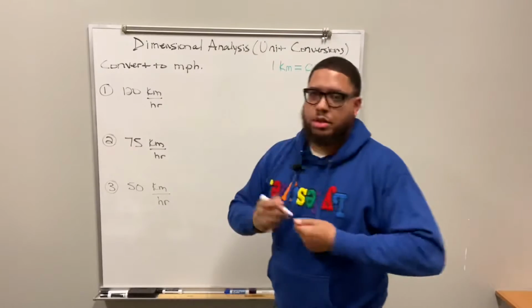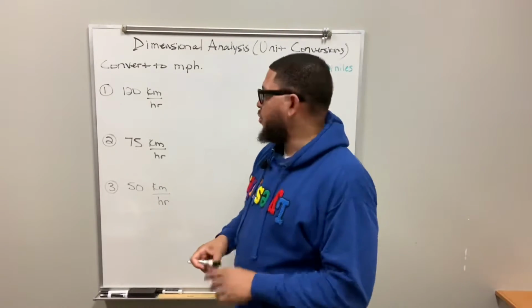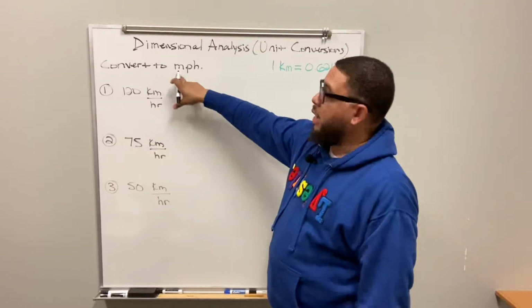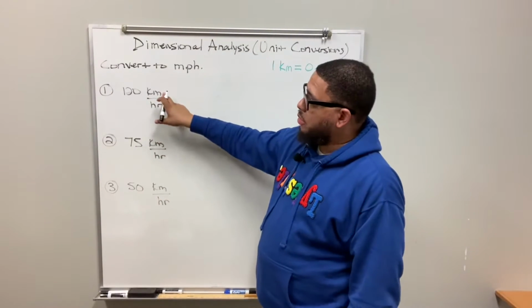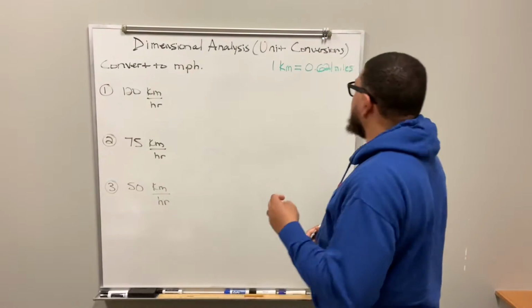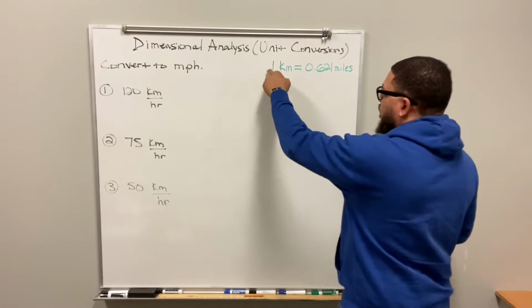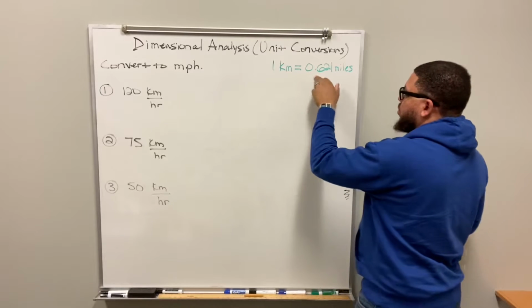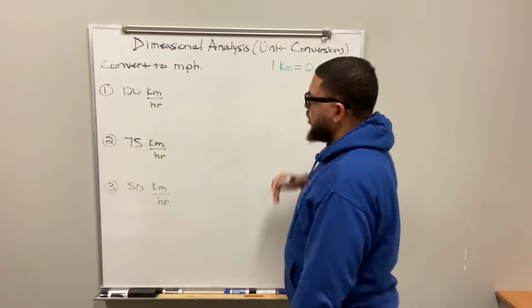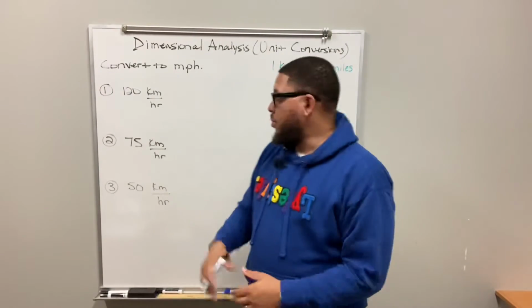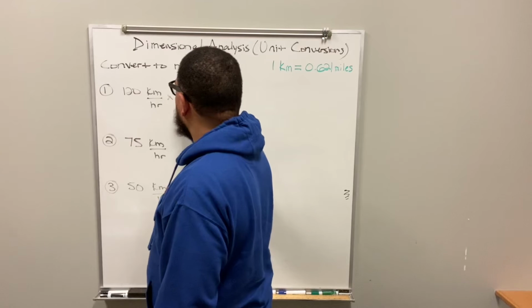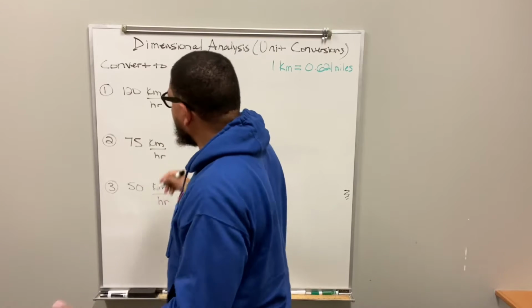First, I'm trying to get rid of these kilometers and replace them with miles. So I need a conversion factor. I need to know that 1 kilometer is equal to 0.621 miles. I'm going to multiply this by what we call an equivalent fraction or conversion fraction.